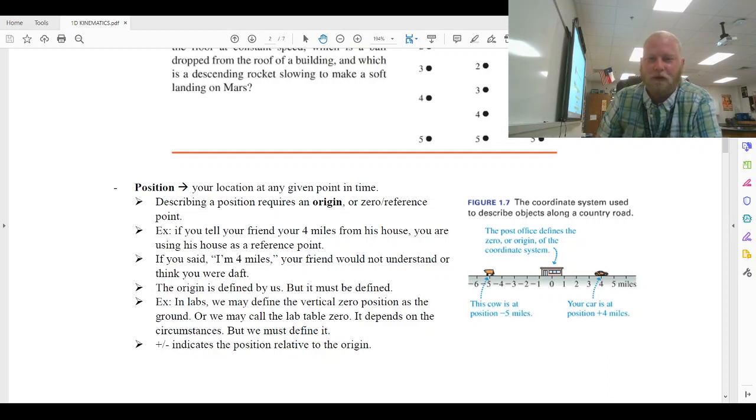And so if you look at figure 1.7 there, notice that anything to the left of your reference point is a negative position, anything to the right of your reference point is a positive position. So you want to throw out what math has taught you about negatives. A negative in physics simply implies direction. So if you have a negative position, it's simply saying that you are to the left of your reference point. If you have a positive position, it simply says that you're to the right of your reference point. So it just indicates direction.